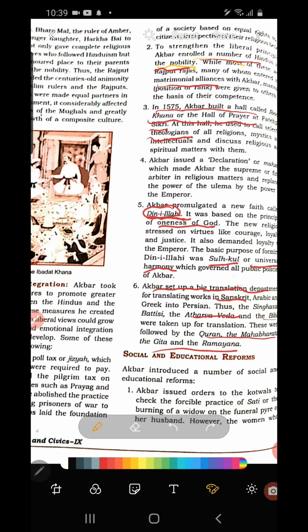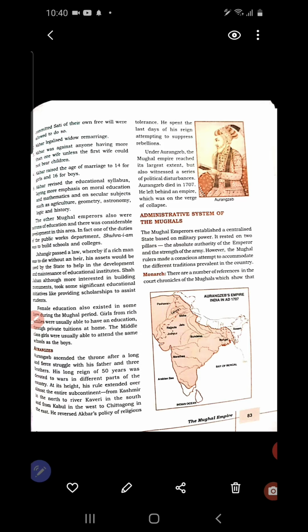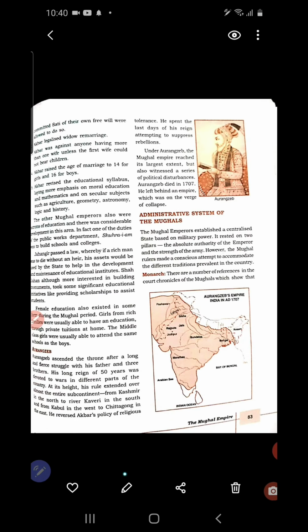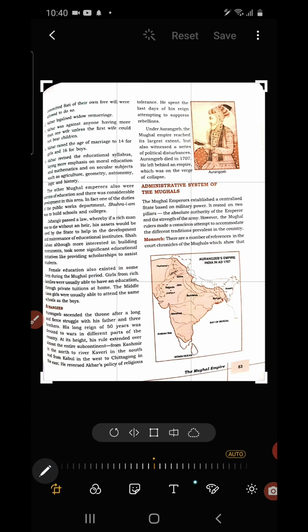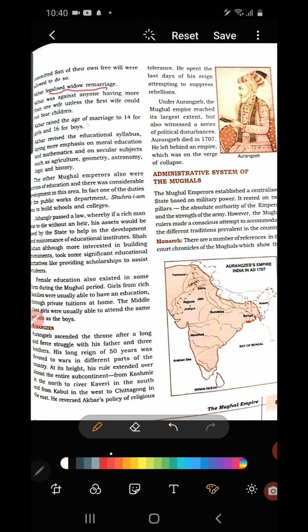So Akbar brought a rule that nobody can practice forcible Sati. That means if she wants, let her commit Sati; otherwise, others cannot force her. And he also legalized widow remarriage. Widows were not allowed to marry before his period, but he legalized widow remarriage. He allowed that widows can remarry if they want.